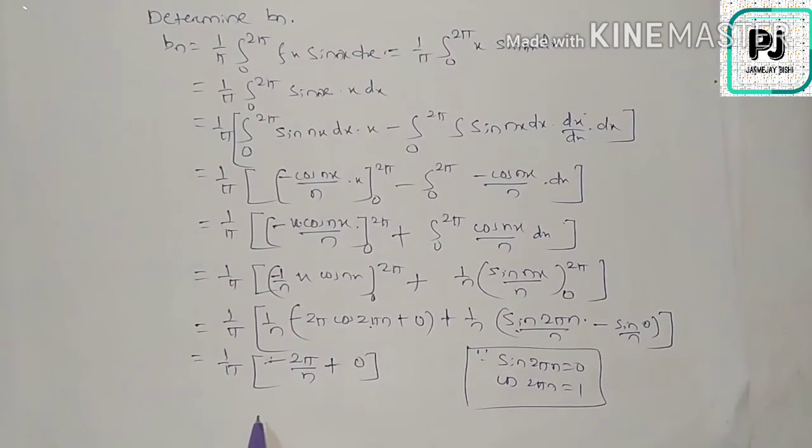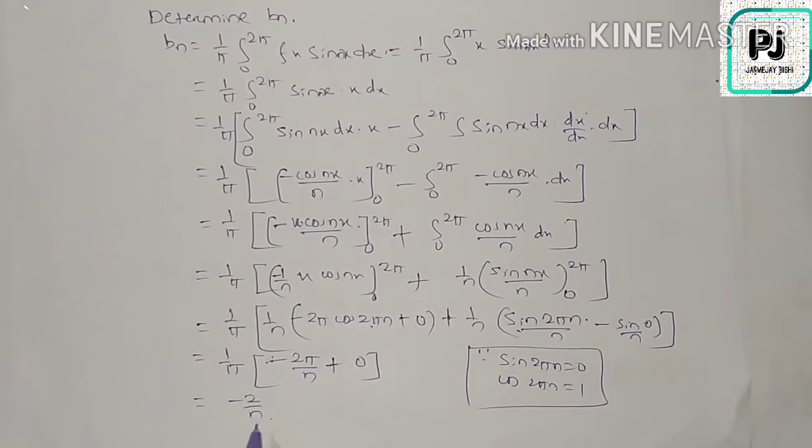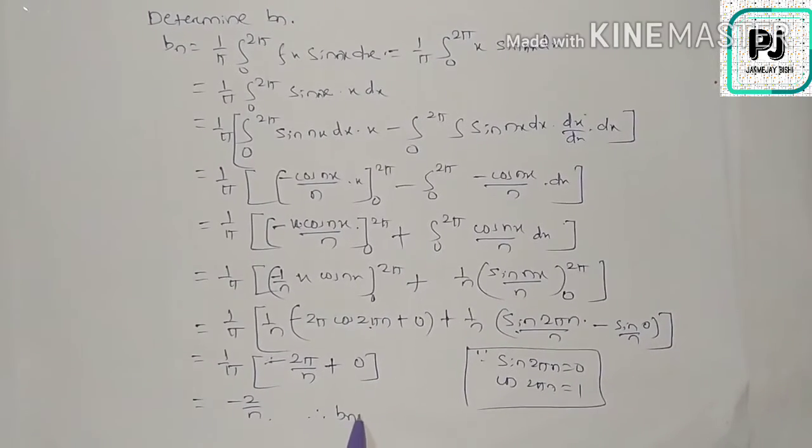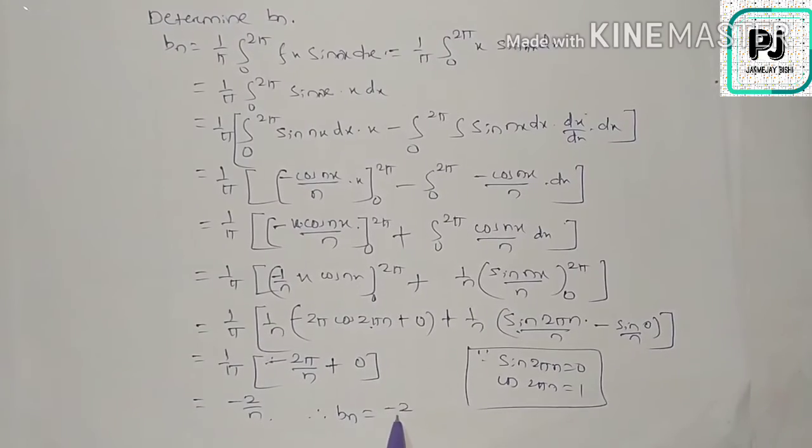So now pi and pi cancel each other, and this value will be minus 2 pi by 2 by n. This is the value of bn. Now we get the bn value is equal to minus 2 by n.